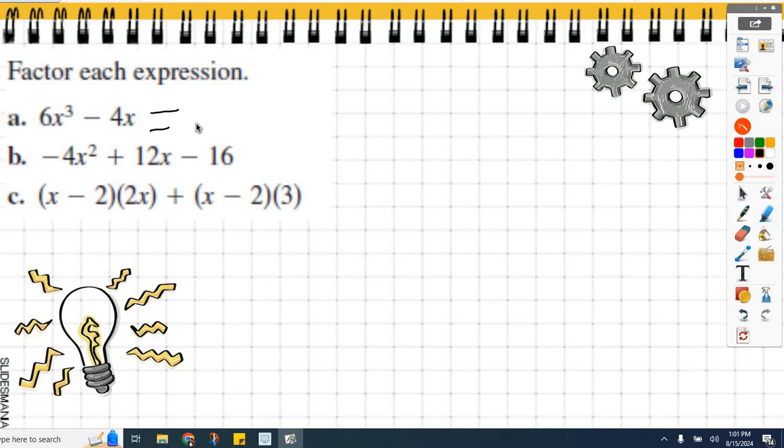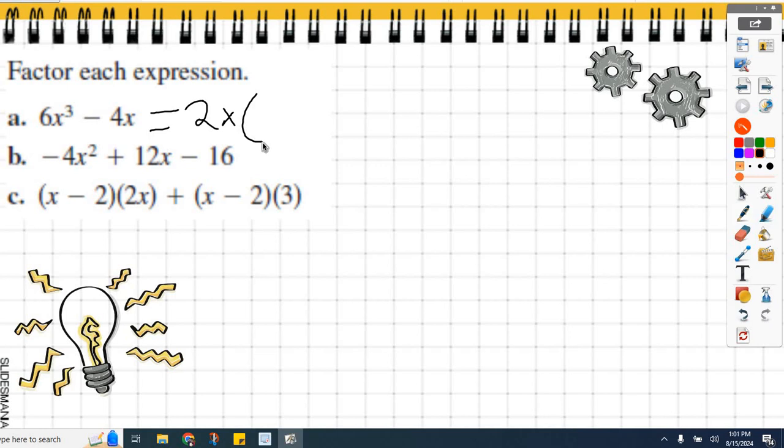And then what do our x cubed and our x have in common? X. Why can't I do x squared? Because the 4x does not have x squared. So I have to pick the smallest exponent. Yes?